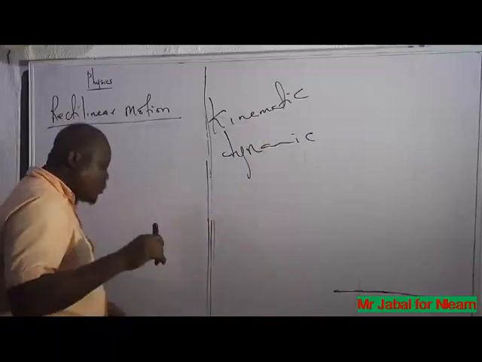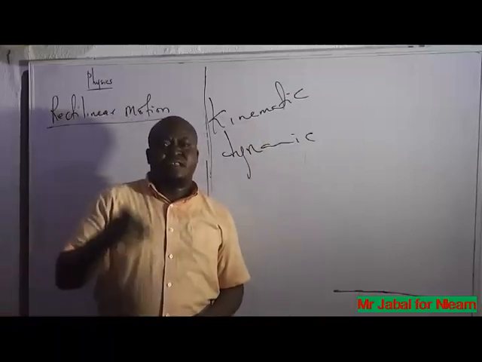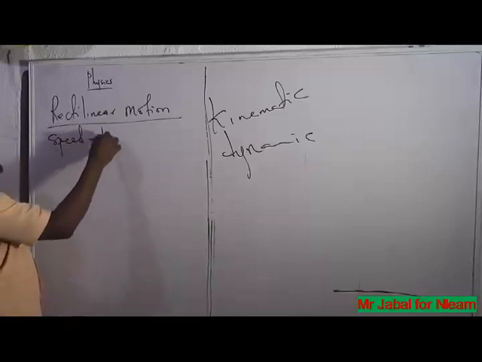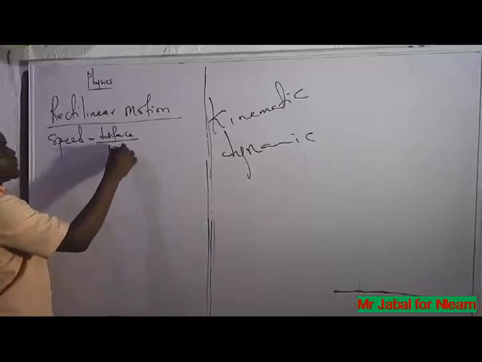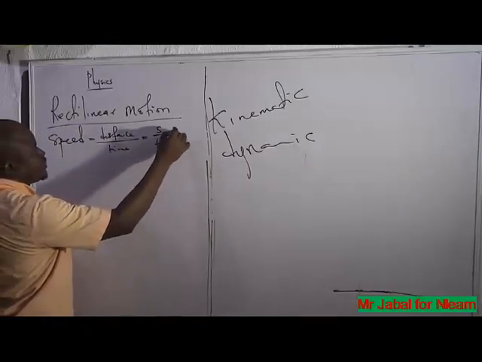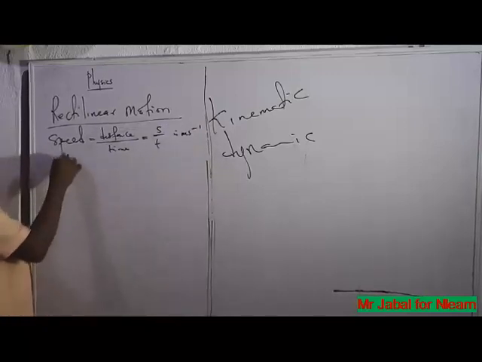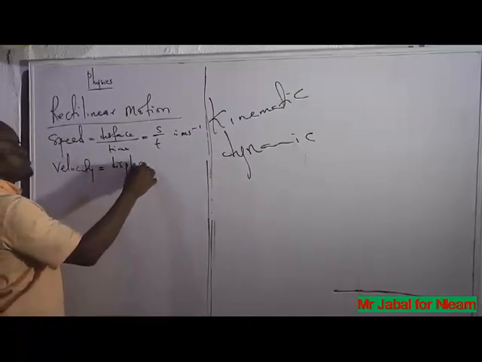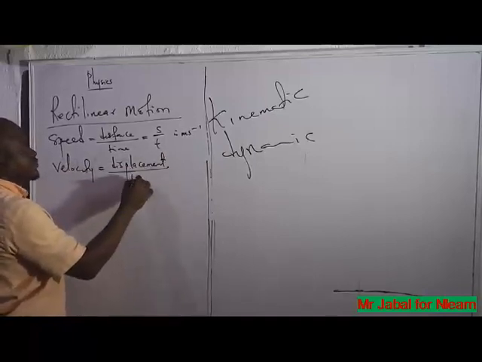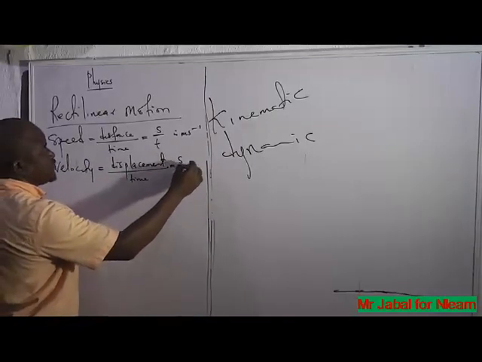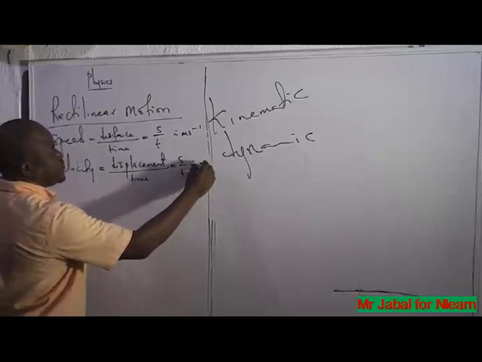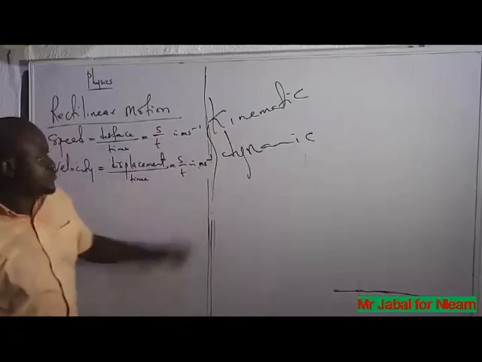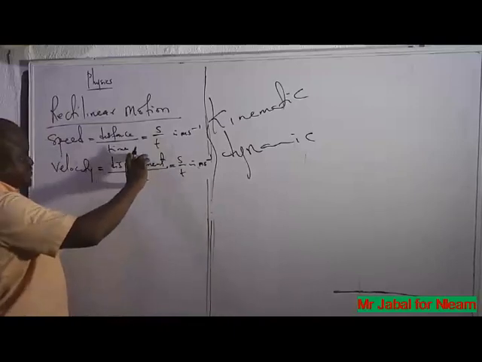From here, we're going to start discussing the parameters that we use to describe motion. We'll talk about speed, which is distance over time, s over t, in meters per second. We'll talk about velocity, which is displacement over time, which is also s over t in meters per second. So the representation is the same, but speed is a scalar quantity and velocity is a vector quantity.